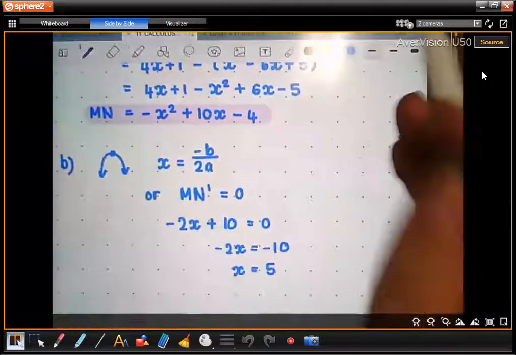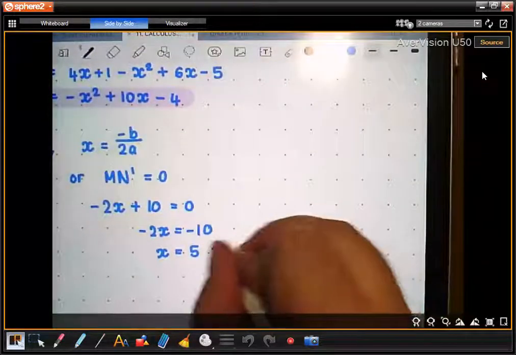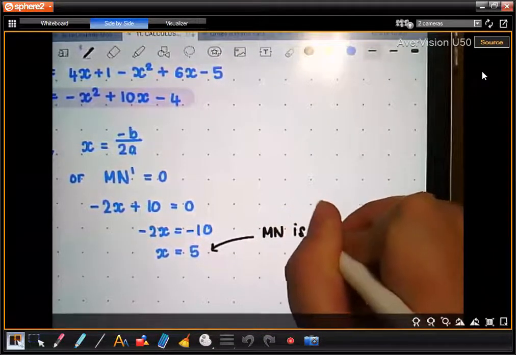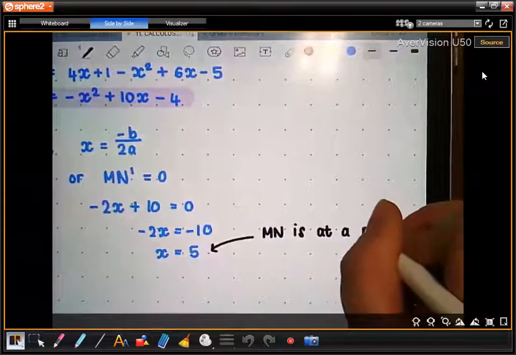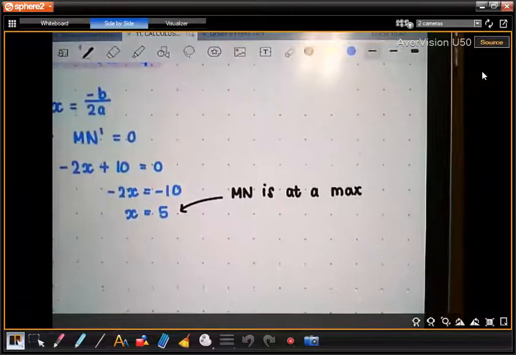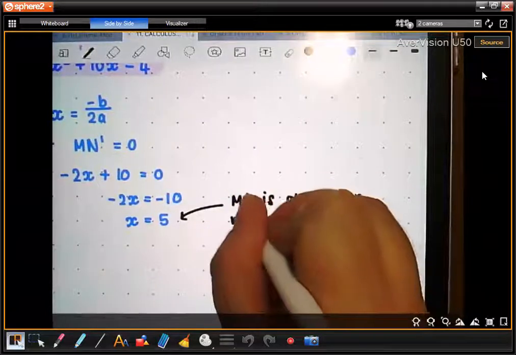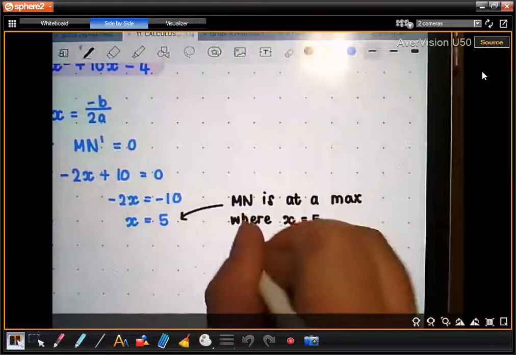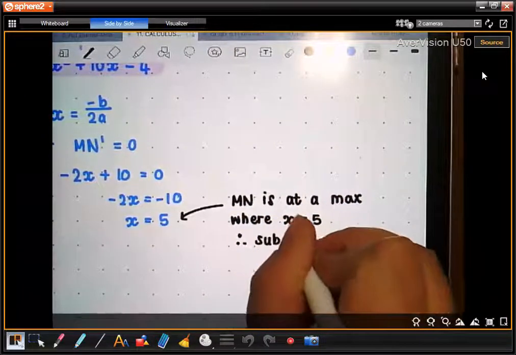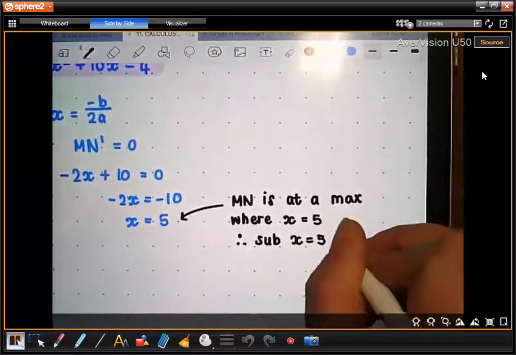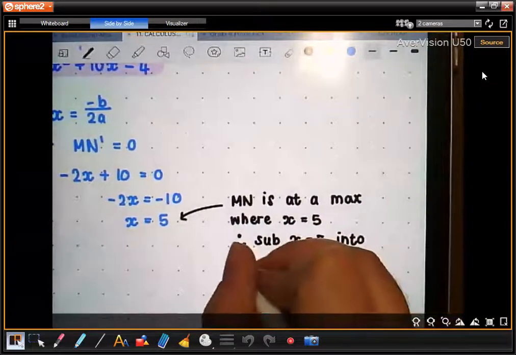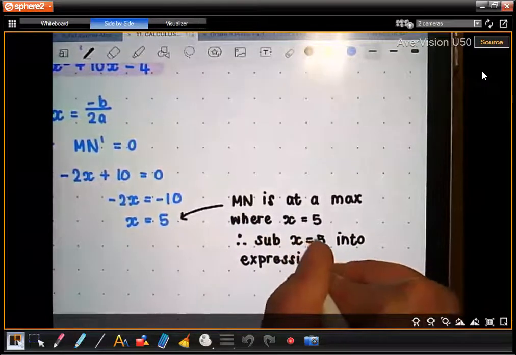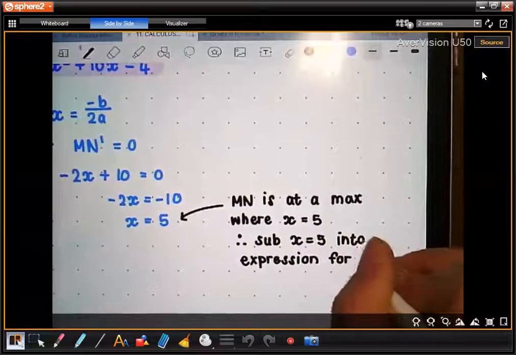So let's just write a little extra note here on the side, guys. Let's just say MN is at a maximum, if you want to write it out, where x is equal to 5. Therefore, sub x equals 5 into expression for MN.